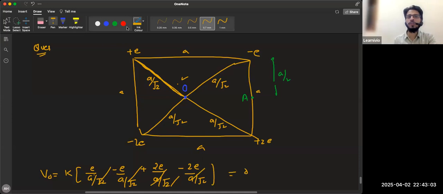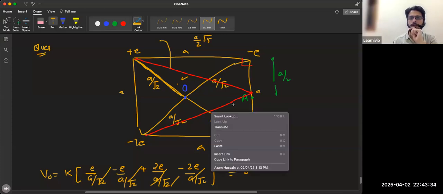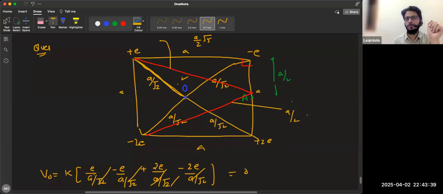Now, when you calculate potential at A, then you need this separation. Mira, how much is this separation? How will you calculate this separation? Here to here. Similarly, you will need this separation. Pythagoras theorem, right? A square and A square by 4, so that will be 5A square by 4. So that will be A by 2 root 5, right? So this is also A by 2 root 5, and this is also A by 2 root 5.